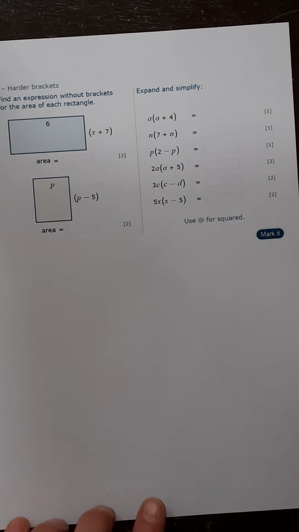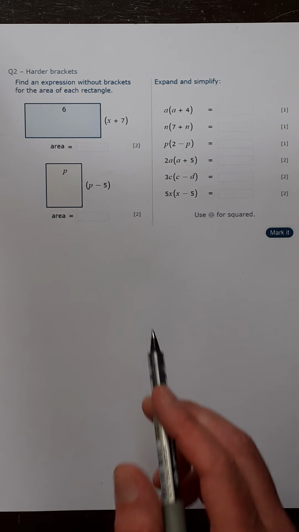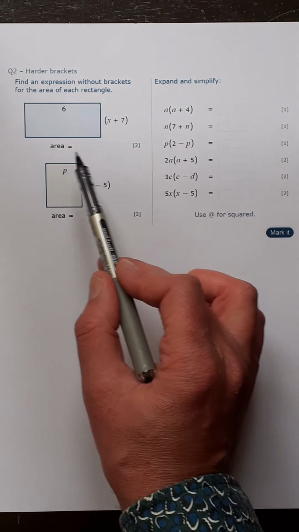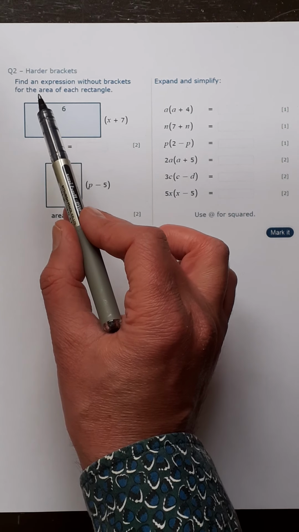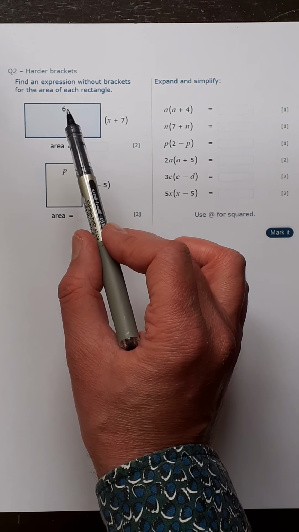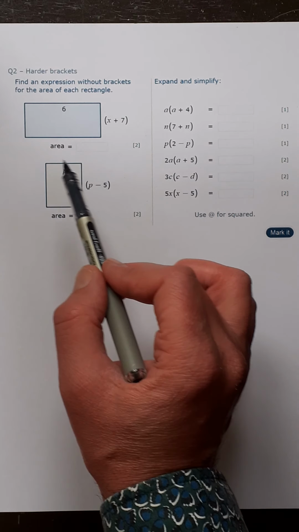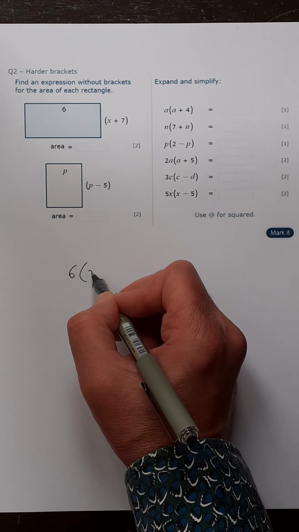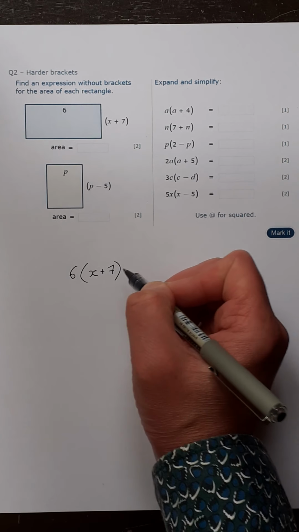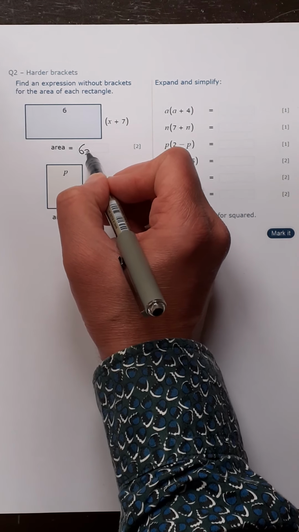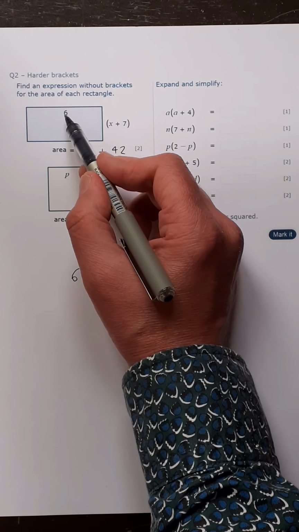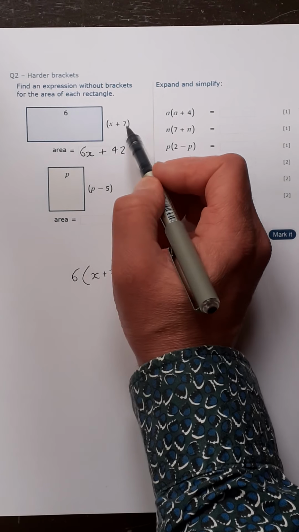Okay, second question. Starts off with something that looks really similar. We've got a geometric example, but this time we're going to find the area of the triangle, not the perimeter. So I don't just want to add these up. I'm going to multiply 6 lots of x add 7, and that's going to come out as 6x add 42. Not add 7, because I'm going to have to multiply the 6 by 7.